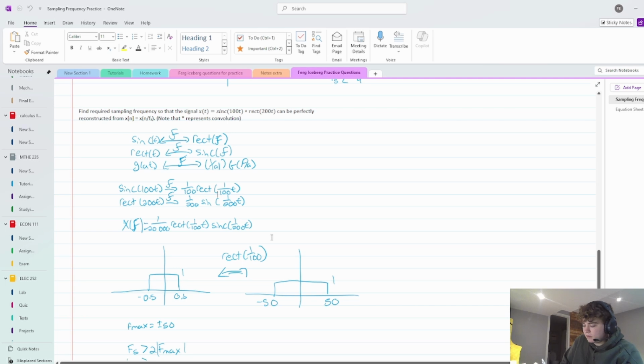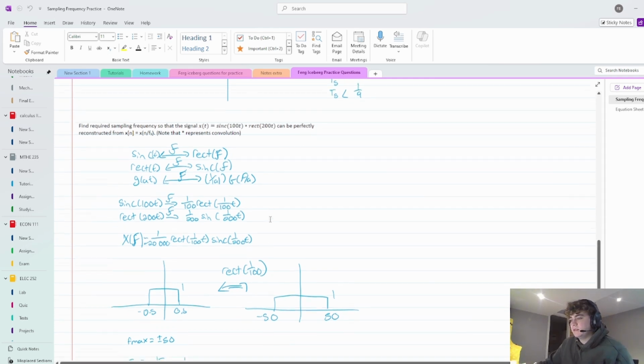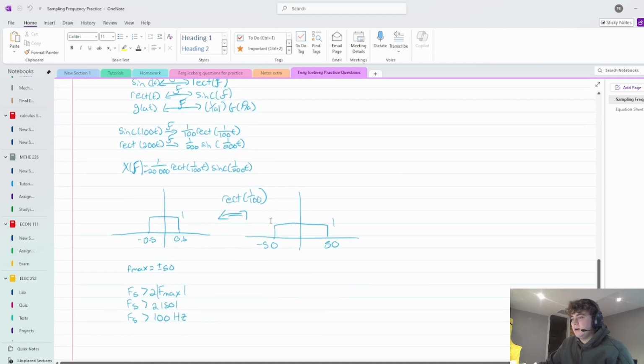So the sampling frequency has to be more than 2 times 50, and we know that the sampling frequency has to be more than 100 hertz. And that's sort of your final answer. Sorry, I need to scroll down there. But that's your final answer for how to solve the sampling frequency to perfectly reconstruct a function. So yeah, those were 2 examples on how to solve for sampling frequency and period of a function when you want to perfectly reconstruct it.